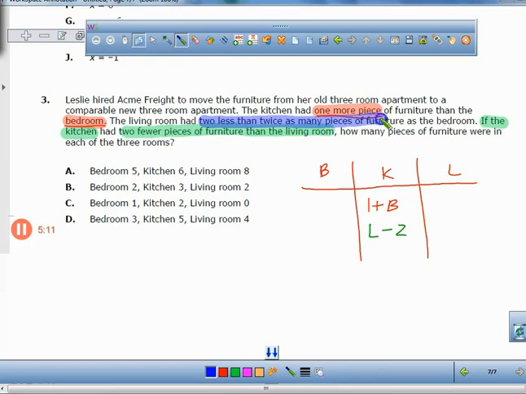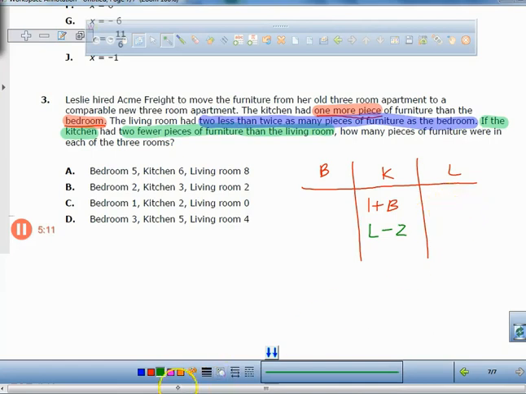Alright, here we go. 2 less than twice as many pieces of furniture. So 2 less than, that's got to be a minus 2. You got to take away 2 at the end. So we're going to do a minus 2. It's going to be twice as many pieces of furniture as the bedrooms. That's got to be a 2B. There we go. 2B minus 2 means 2 less than twice as many pieces of furniture as the bedroom.